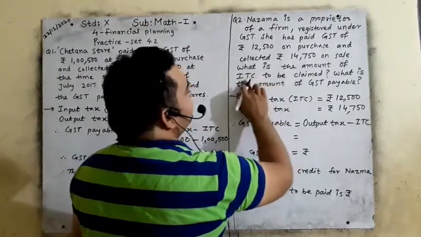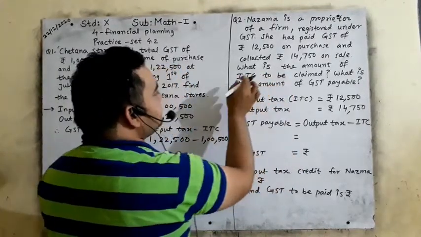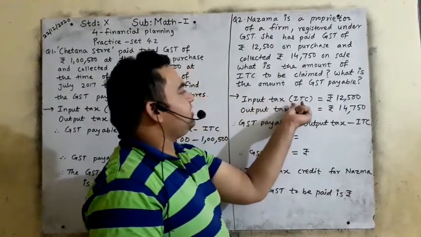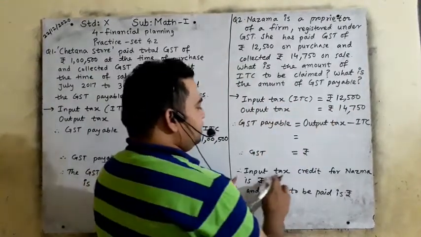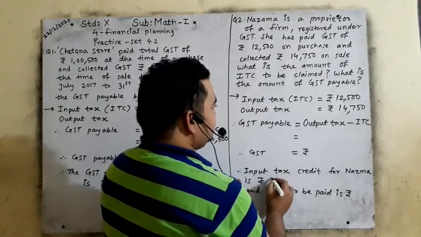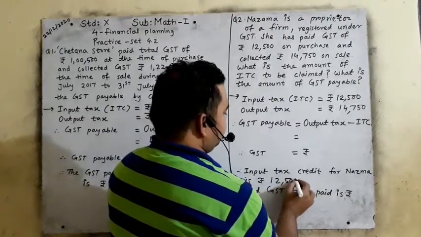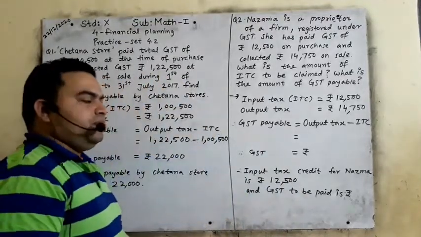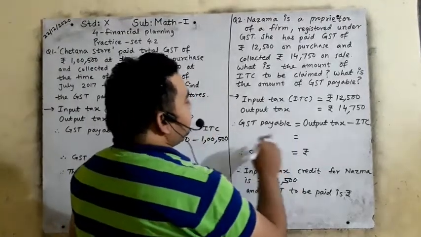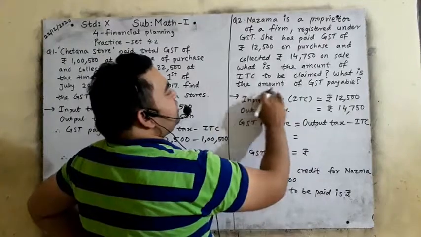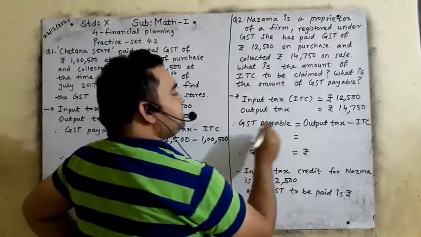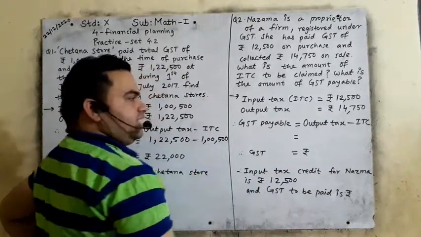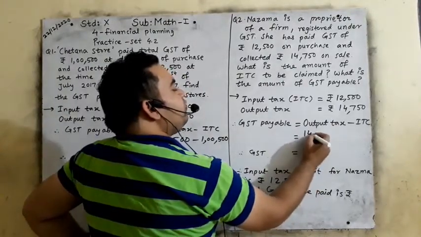What is the amount of ITC to be claimed? ITC means input tax credit, that is input only. See, input tax, that is ITC, that is how much? So input tax credit for Nazma is rupees 12,500 only. Is it clear? 12,500. Now we will find out the GST payable. See, what amount of the GST payable? So GST payable is equals to output tax minus input tax.